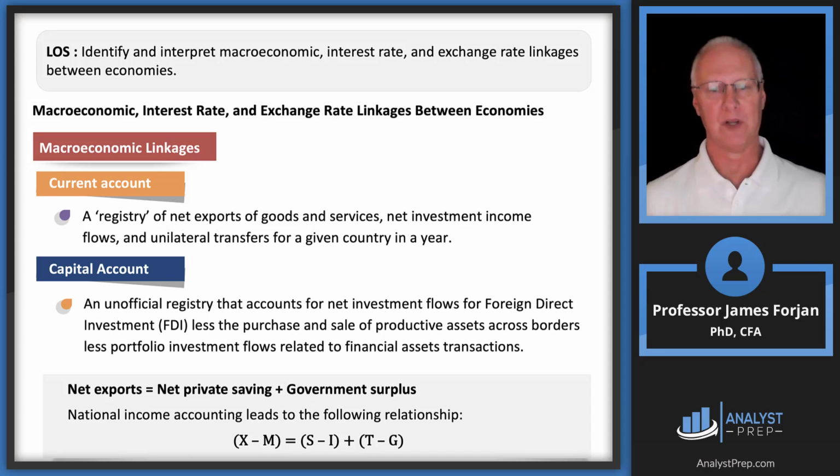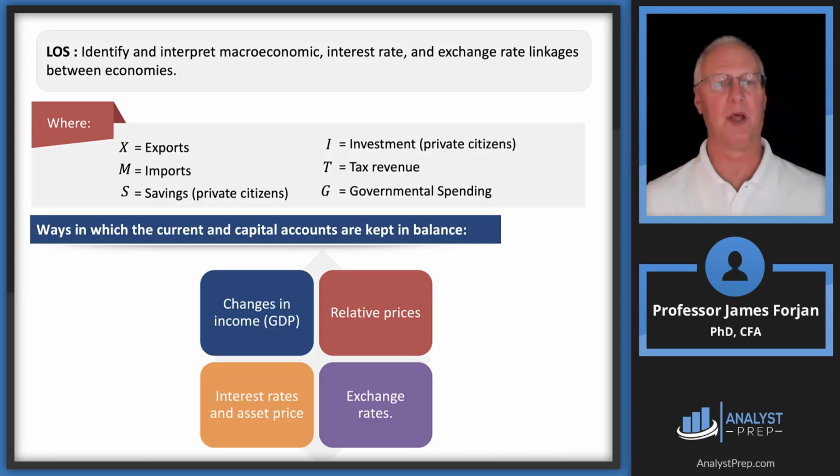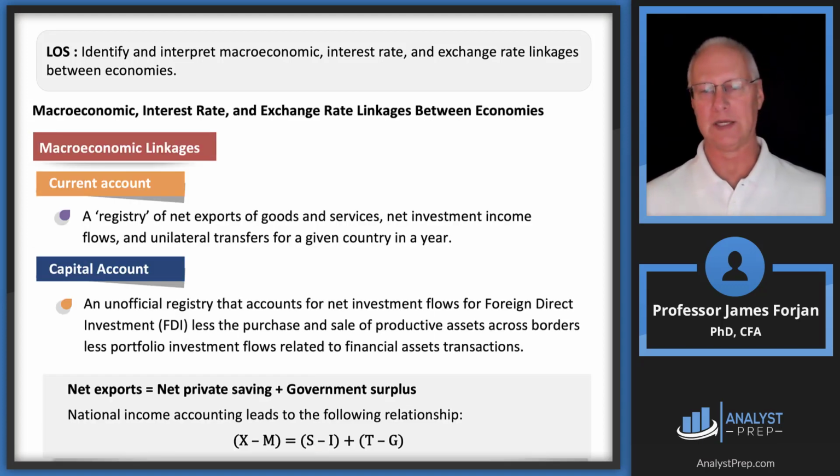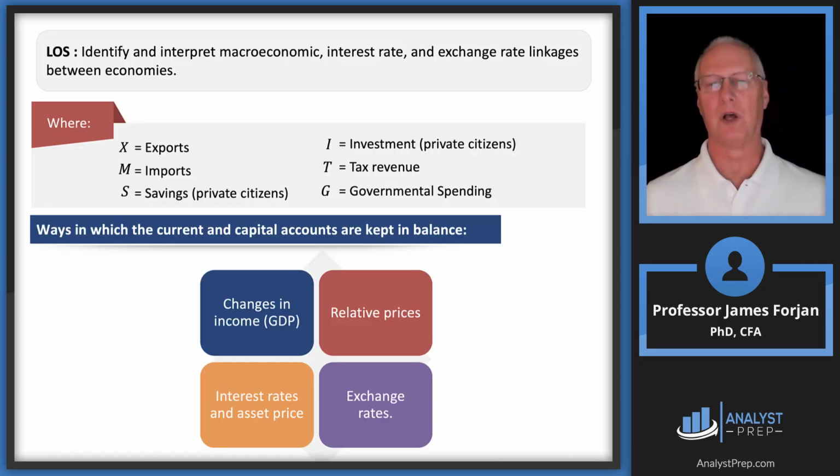Now, what is that a function of? It's a function of net private savings, savings minus investment, and then the government surplus. So here is just a summary of investments, tax revenues and government spending. Look at that T minus G there. That's a direct result of the fiscal policies.